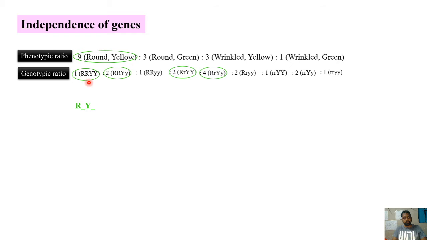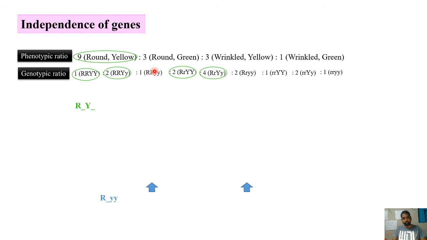Here, one important thing that we can see among these ratios is this first one, that is capital R, capital R, capital Y, capital Y in this particular example. Otherwise, it is double homozygous dominant, 1, whereas this one is single heterozygous, and this one is again single heterozygous, and this one is double heterozygous. So all these 4 different types of genotypes will show only one type of phenotype, that is round yellow only. So you can calculate that here 4 plus 2, 6 plus 2, 8 plus 1. So totally 9 different genotypes are there which are actually showing this particular phenotype. Therefore 9 round yellow you can find in this.